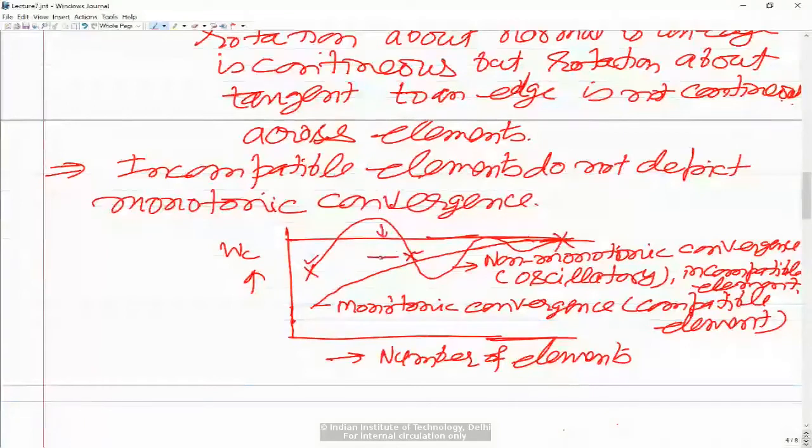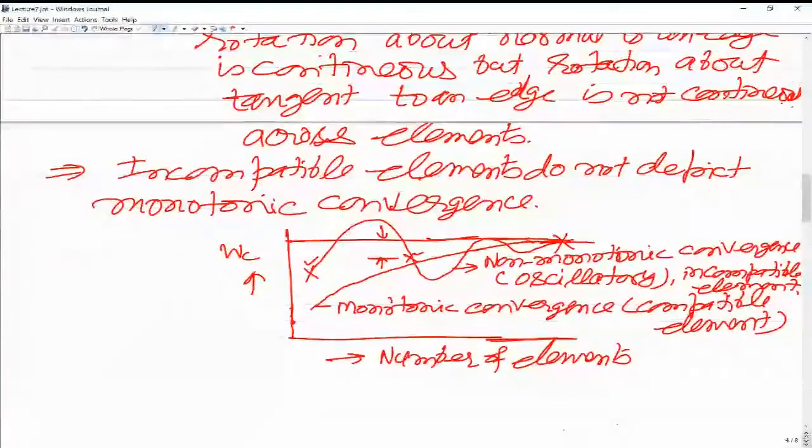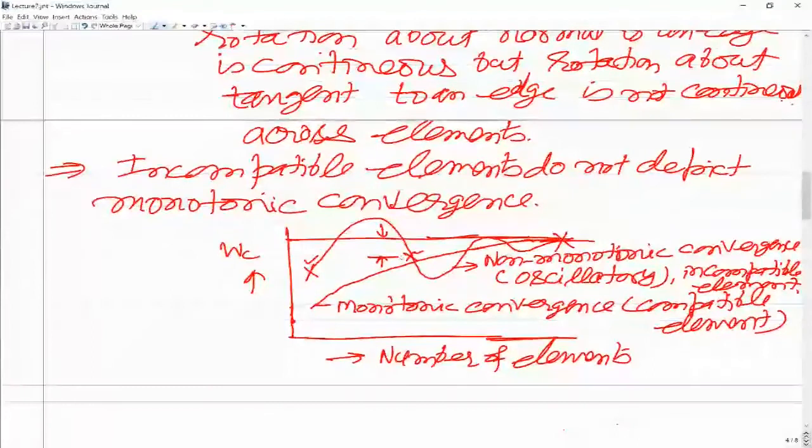So it is difficult to ascertain convergence in case of incompatible elements. Although of course, if you keep on refining, and you get the same values even after further refinement, you will be able to get there. But usually, you would require a large number of elements to get a converged solution close to the exact solution from incompatible elements. So that is the problem with incompatible elements.